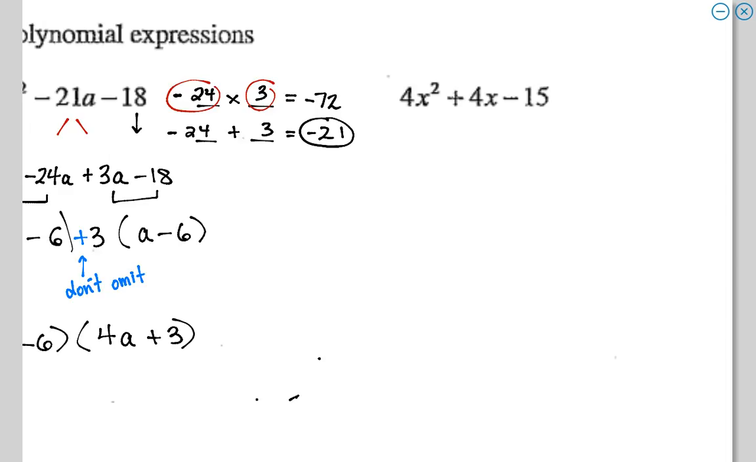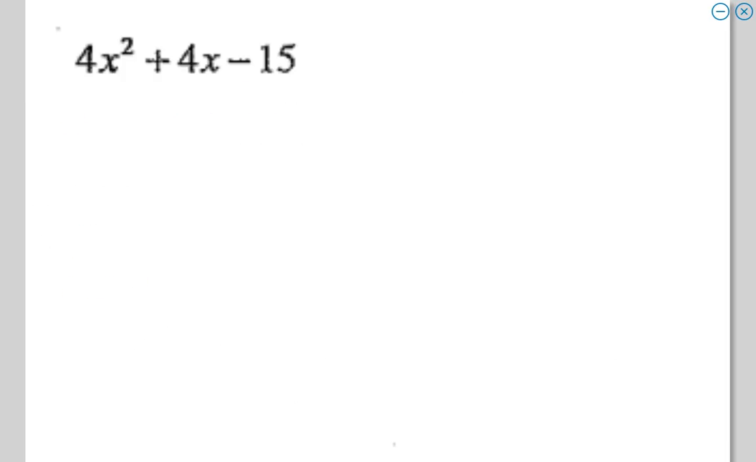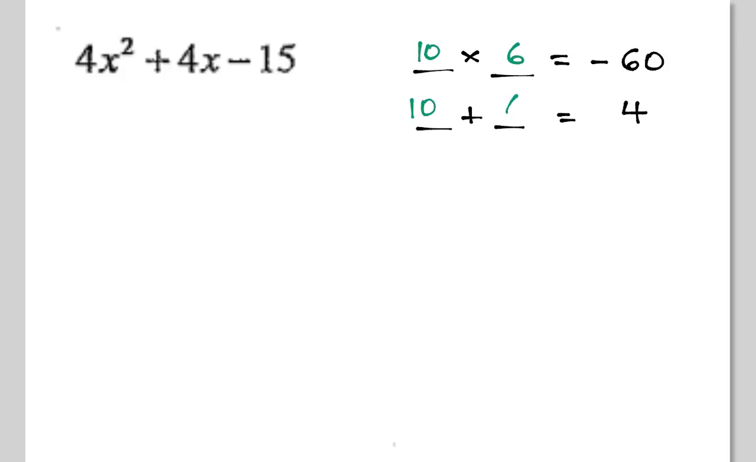Okay, moving along. Two numbers that multiply to negative 60, 4 times 15. And two numbers that add to 4. So we got them. It's 10 and 6. Which one's going to be negative? So that it ends up positive, right?